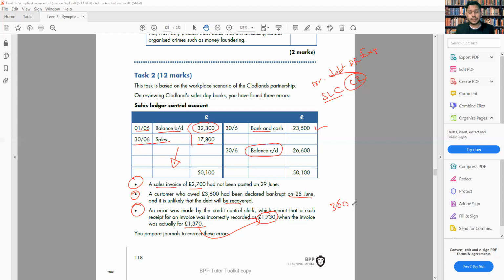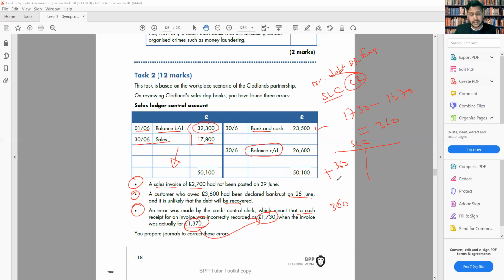Now 360, I recorded more on the cash book debit side. When I found the error, I have to remove it. Is it a cash receipt? Yes. So I received the cash actually for 1370, but I recorded 1730. So I recorded more, not less. The customer still needs to pay me 360. So I need to increase the balance. So for the sales ledger control, I have to add 360 because I recorded more money.